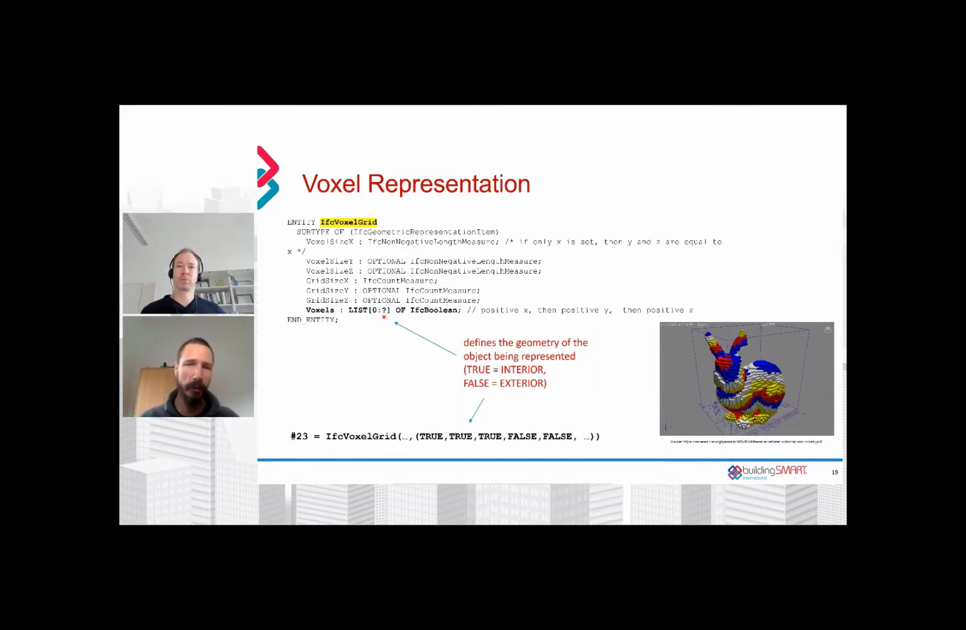In an instantiation, we wouldn't have true or false. We could have T and F also. That would be fine, and it would make the file size a bit smaller.